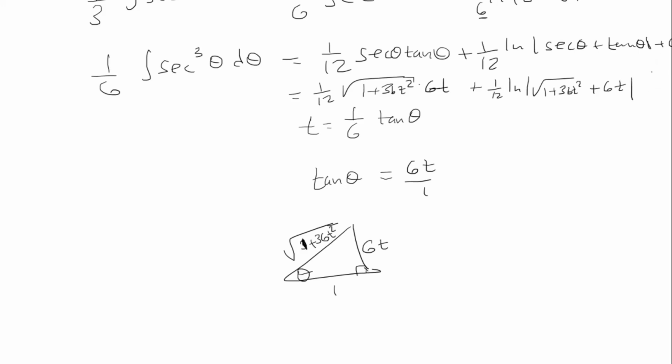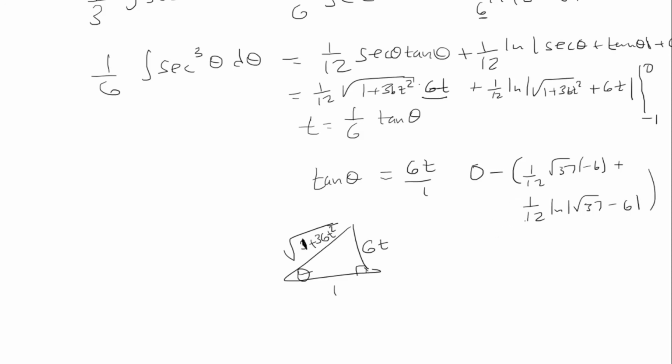And C I'm going to ignore, because now we have the limits from -1 to 0. So if I plug in 0 here, everything's going to be 0 because this factor is going to be 0, multiplied by the rest is 0. I have ln of 1 is 0, plus 6 times 0 is 0. So it's just 0. And then minus, plug in -1. I have 1/12 square root 37 times -6 plus 1/12 ln root 37 minus 6.